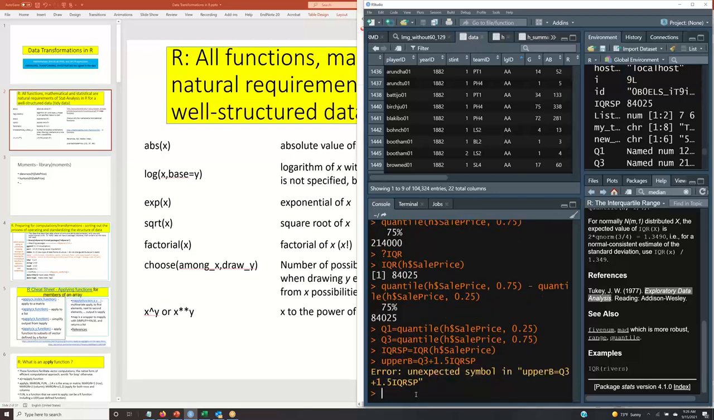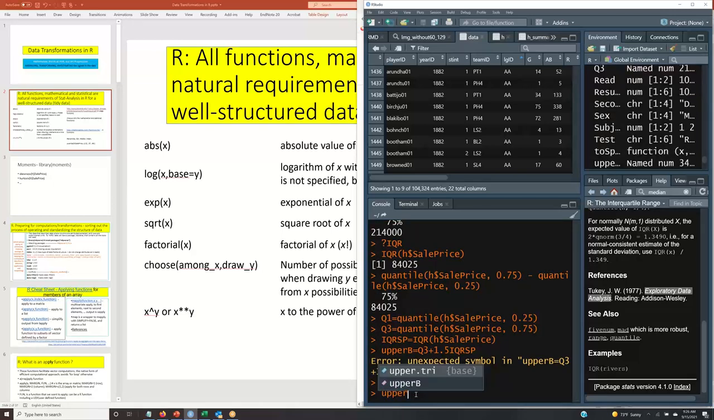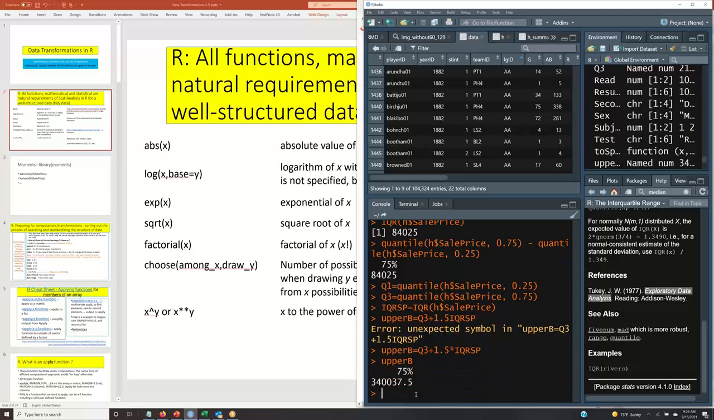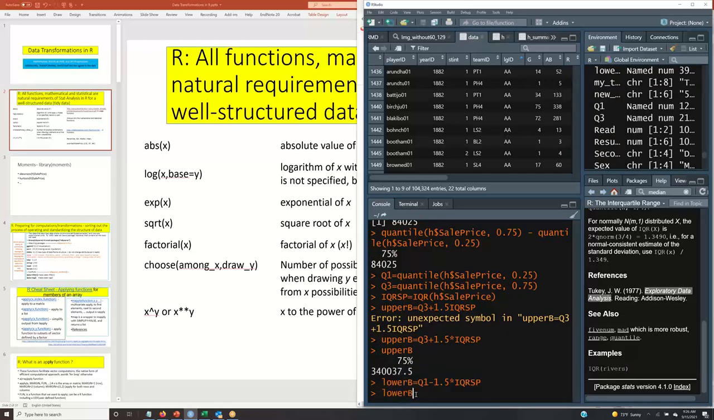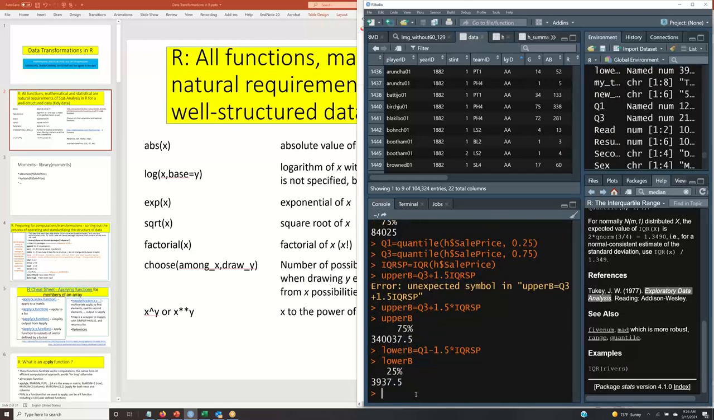Okay, upper bound is equal to... unexpected symbol. Oh, I see. It should be like this. Okay, so what is the upper bound? It is $340,000. Lower bound is equal to Q1 minus 1.5 times IQR. Okay, what is the lower bound? Which is $3,926. So any house price which is less than this is an outlier.